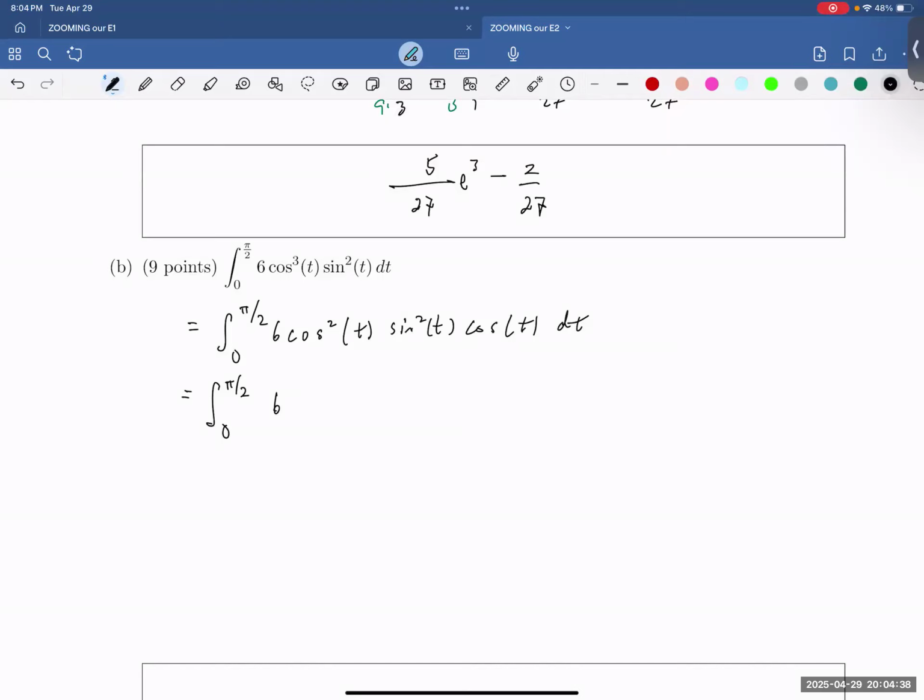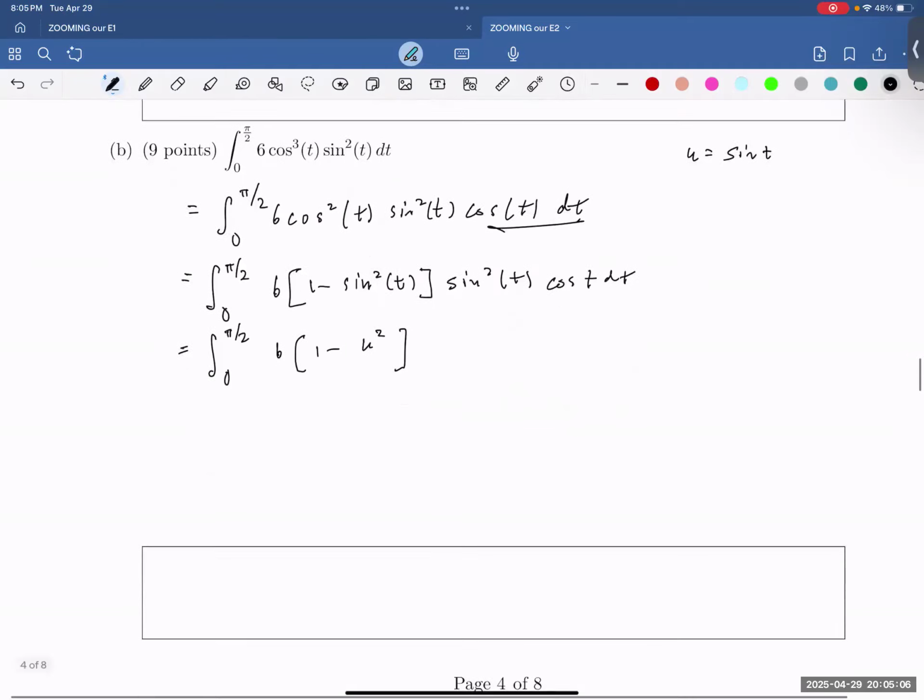Okay, so 6 cosine squared. So cosine squared is 1 minus sine squared t, all of this times cosine t dt. So make u the sine of t. That will switch us into 6 times 1 minus u squared, and then we need to handle the cosine t dt, and that gets handled with du.